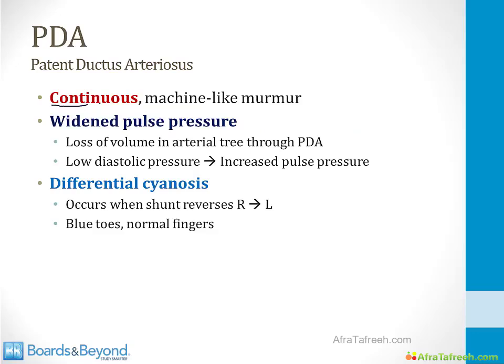A PDA causes a continuous murmur that is classically described as machine-like, and the word continuous is very important. Most murmurs that are caused by defects within the heart are either systolic or diastolic. A PDA is different because the defect is outside of the heart between the PA and the aorta. It causes a continuous murmur that is heard in both systole and diastole.